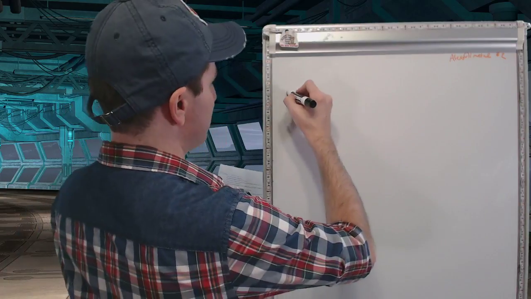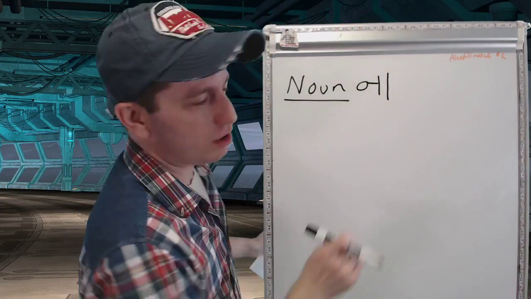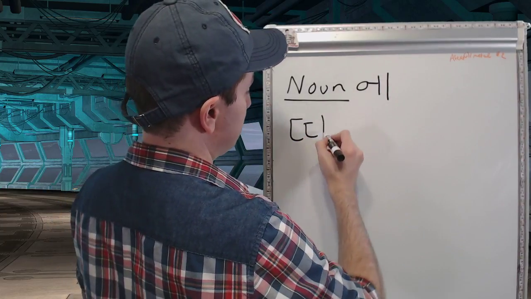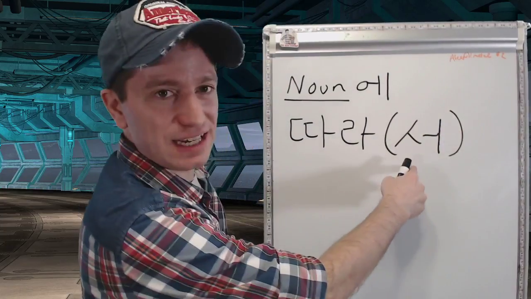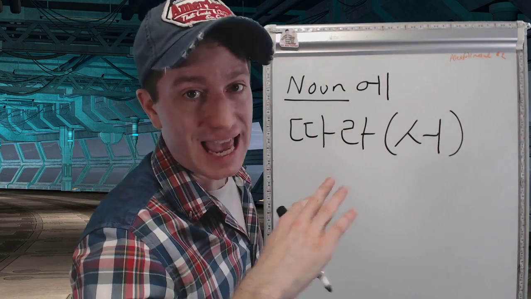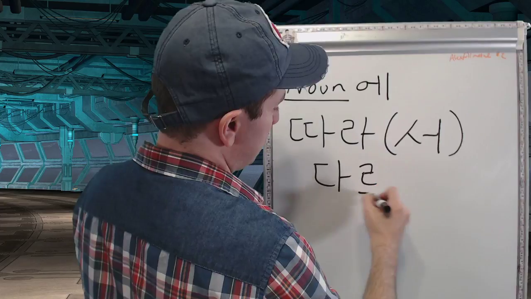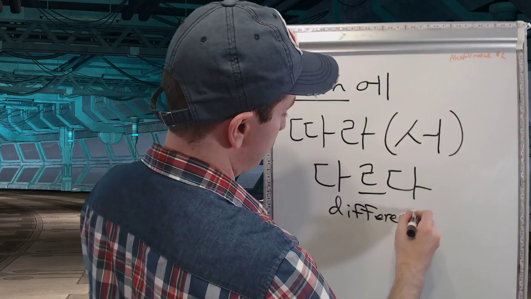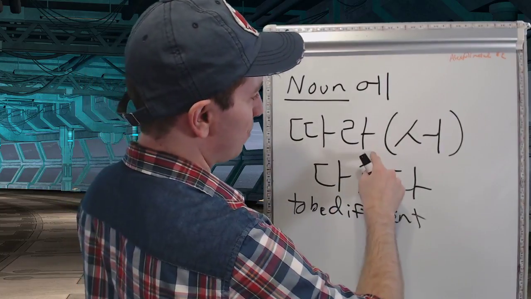All right. So now you're going to use a noun, then the particle 에. So noun, 에. Now we're going to do this. 따라 or 따라서. The 서 is completely optional. It does not change the meaning of the sentence at all. Use it or don't if you want. And then conjugate 다르다. So again, we have 다르다, to be different. But now we have it combined with this 에 따라서 thing right here.